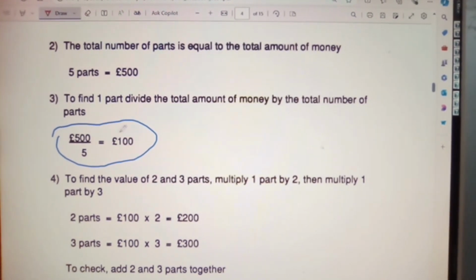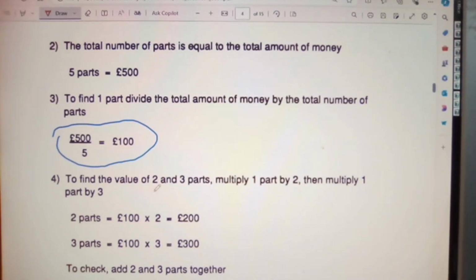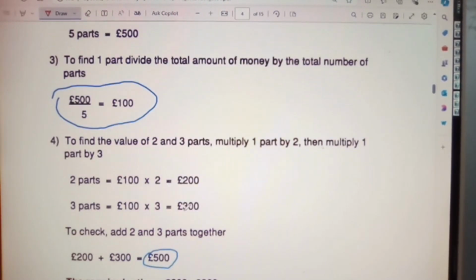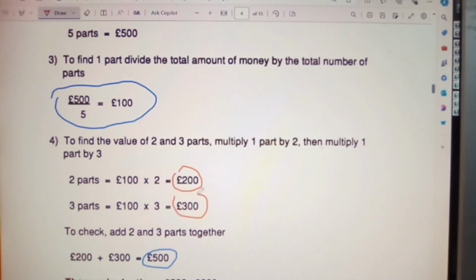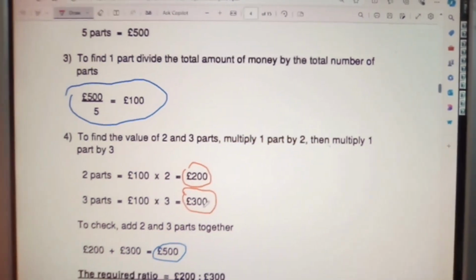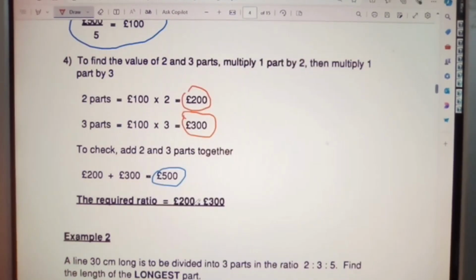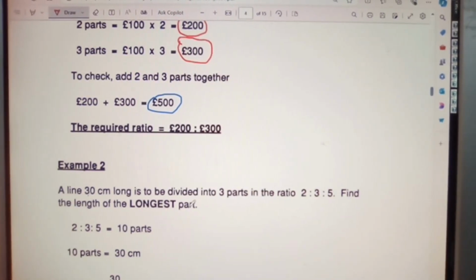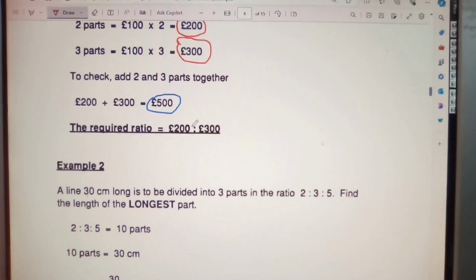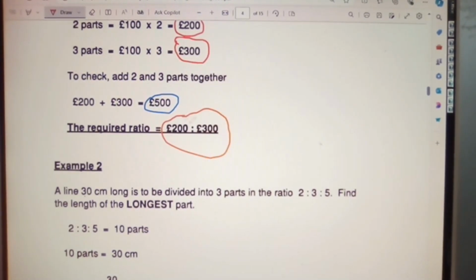I've done this process here already for you. To find the value of 2 and 3 parts, multiply 1 part by 2, then multiply 1 part by 3. And you can see that we have achieved our answers here, and our answers here. Now write out the question so your brain knows what it's trying to figure out. And here you have your required ratios. The solution is there. It tells you that there.